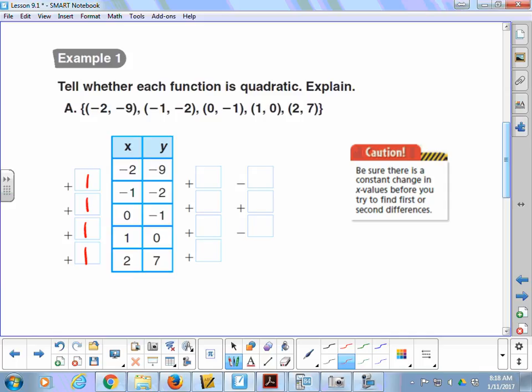So we're going to look at the y values then. We're going to find the first difference and then the second difference. Just a reminder: if the first differences are the same, then it's linear, and so it's definitely not quadratic. And if the second differences are the same, then it is a quadratic.